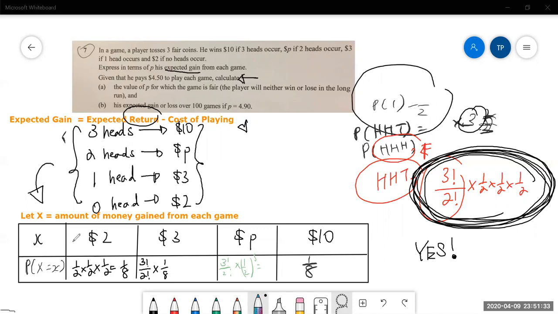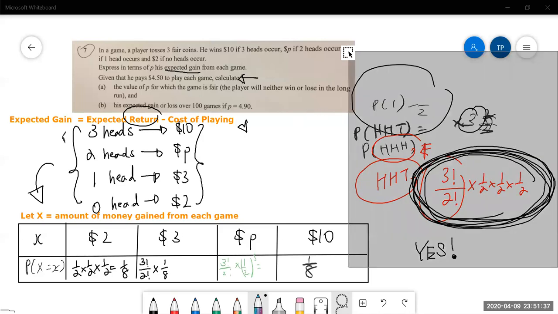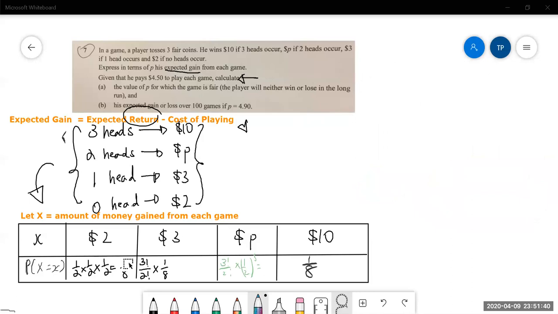Okay. Then after which, for part A, now we know the cost of playing is 450. Find the value of P for which the game is fair. For a game to be fair, the expected gain, I'm talking about this one, must always be equal to 0. Why? For the game to be fair, so that the revenue and the cost are equal. Yeah, correct. It's like no one wins, no one loses.